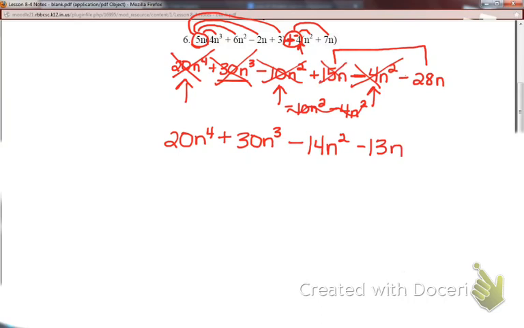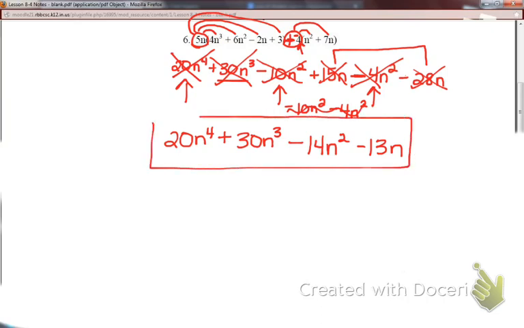And those are done. I combined those two, so there's nothing else left to combine. Just double check that answer. Nope, all the exponents are different, so can't combine anything else together. And so that polynomial is my answer.